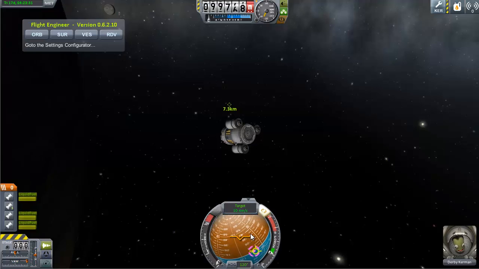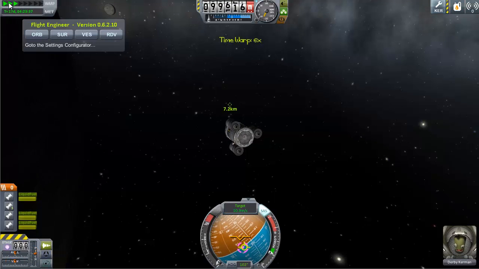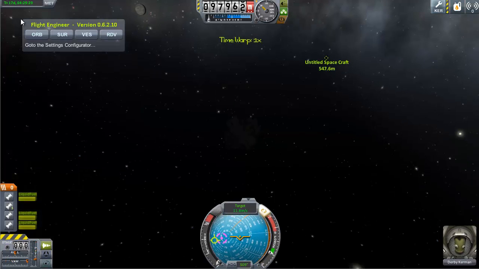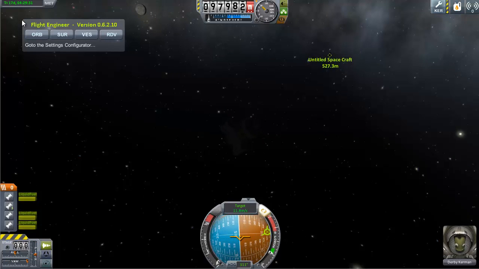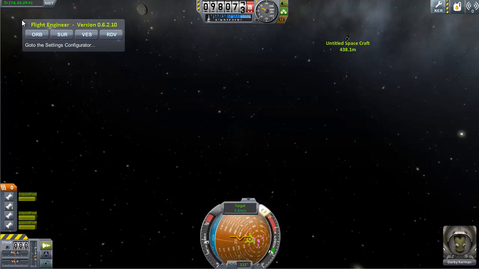Here we go. So we're approaching the target at 10 meters per second right now, so I can accelerate time and wait for me to get closer to it. Alright, I'm only about 500 meters away, so I'm going to start slowing down. I'm actually going a little bit too fast, so let's slow down and start approaching the station. At about 2 meters per second, that's good enough.